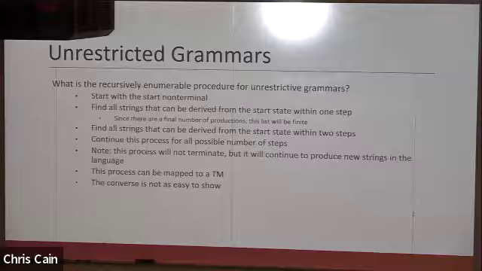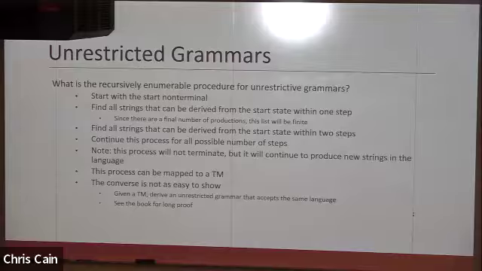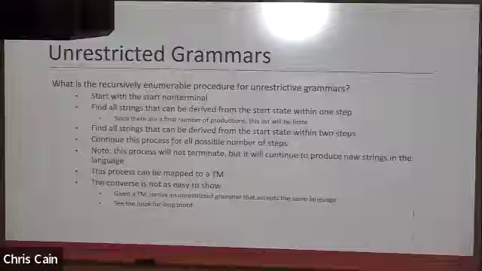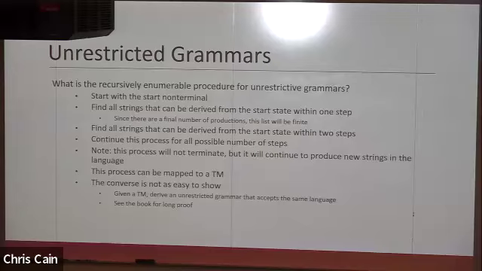Converse, not as easy to show. We want to be able to show something like, we can't do the complement of this. We want to, given a Turing machine, derive an unrestricted grammar that accepts that language. How in the world could we do that? There's a very long proof of that we are not going to go over because it's long and complicated and doesn't do a ton for us, but it is possible. It's just not fun. So those are unrestricted grammars.